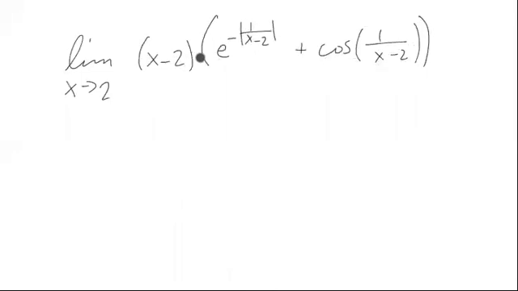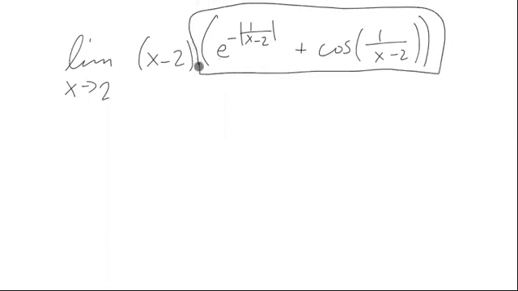Let's look at this following limit. This looks rather nasty. However, this part right here actually has some nice bounding properties. Cosine itself, no matter what you plug in, is in between 1 and -1.